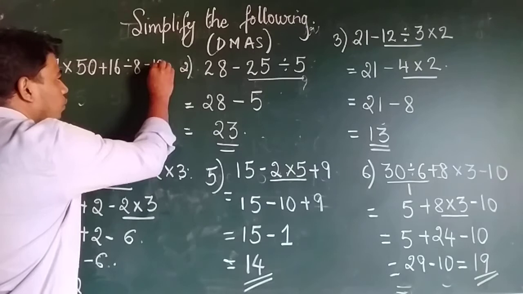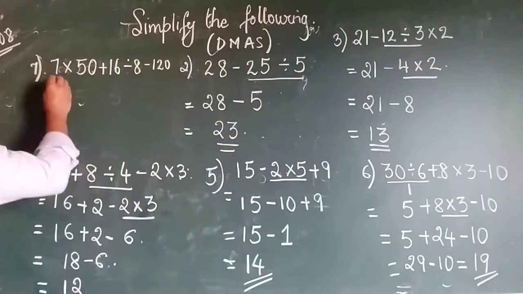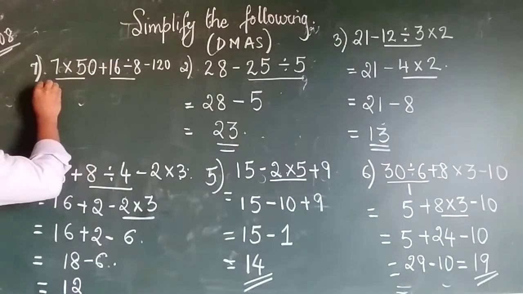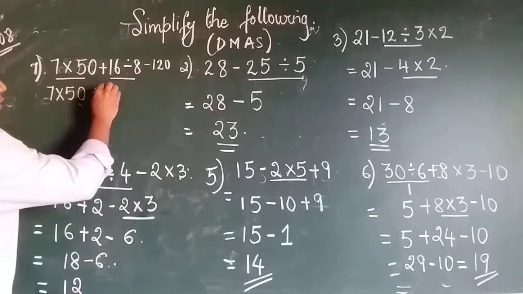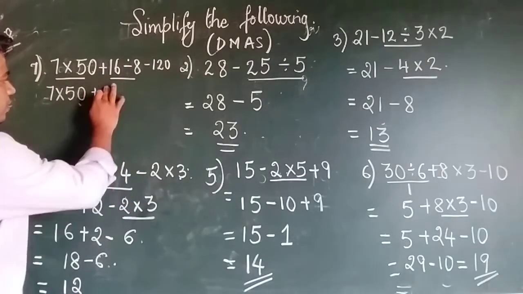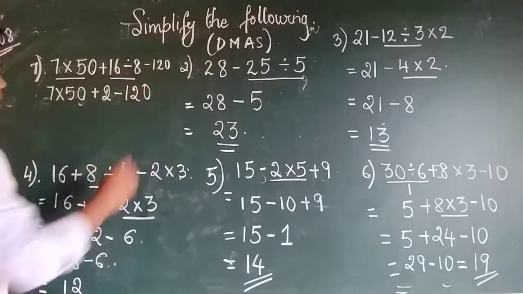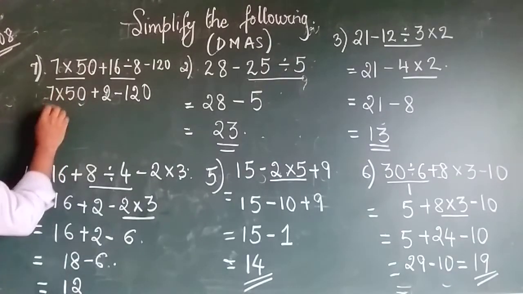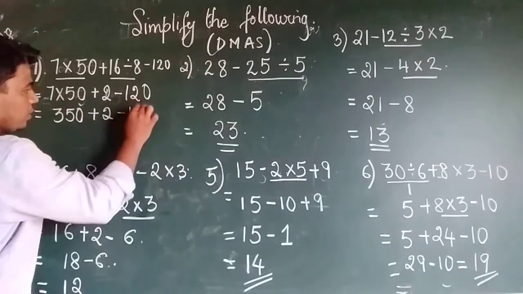Minus 120. Okay, so let's do 7 into 50. First we go for division. 16 divided by 8 is 2, minus 120. Okay, 7 5s are 35, so 7 50s are 350, plus 2 minus 120.